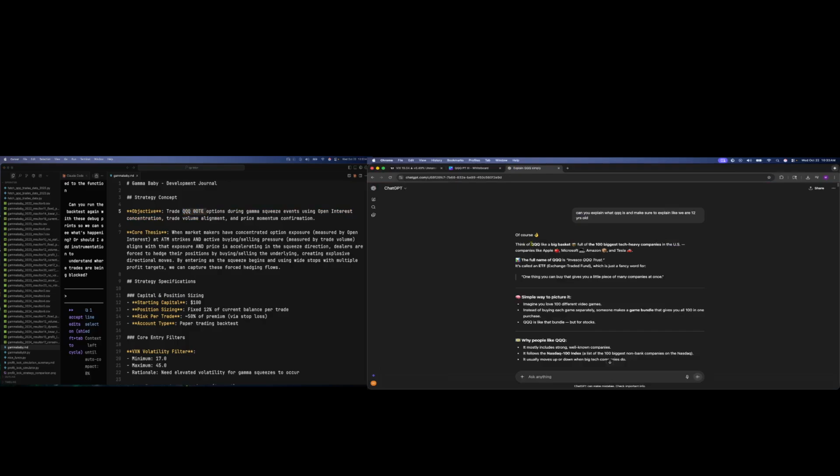Whenever you think of QQQ, think of a big basket of the 100 biggest tech heavy companies in the US, like Apple, Microsoft, Amazon, Tesla, Nvidia, Palantir, AMD, and so on and so forth. So QQQ comprises those 100 biggest companies. The full name is Invesco QQQ Trust, and that Invesco QQQ Trust is an ETF.